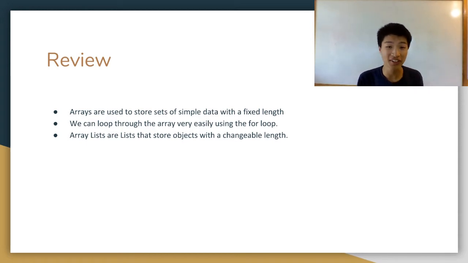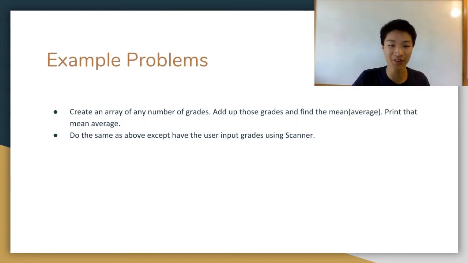Array lists are lists that can store, or basically arrays that can store objects instead of just simple data. And the best part about array lists is you can change the number of items that are inside of it. So it allows for dynamic length. That's our review.